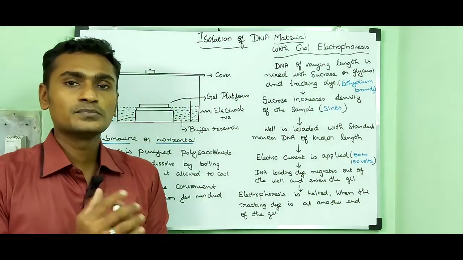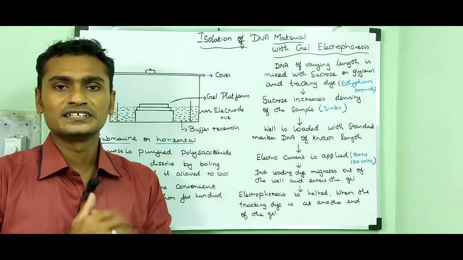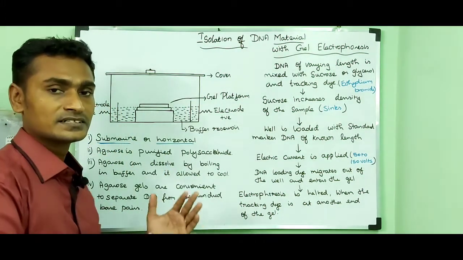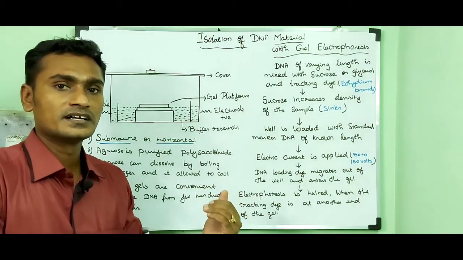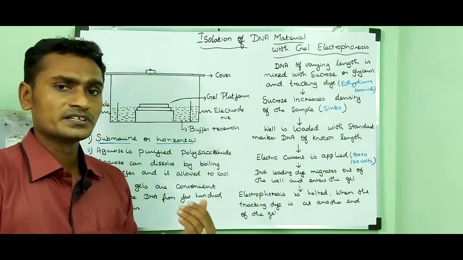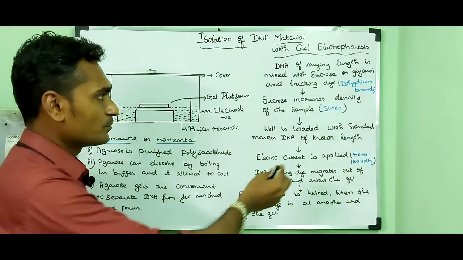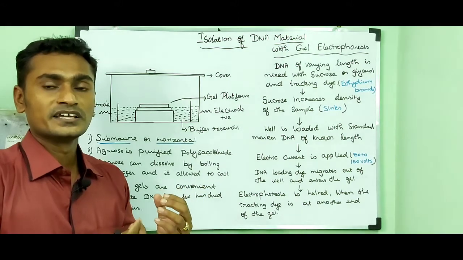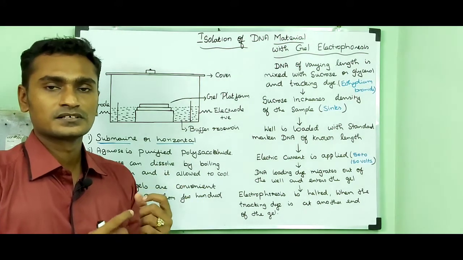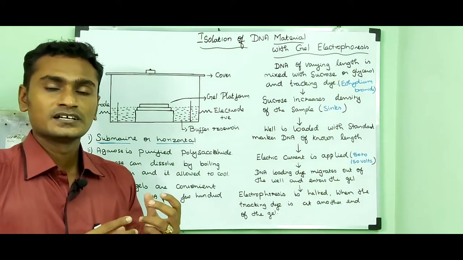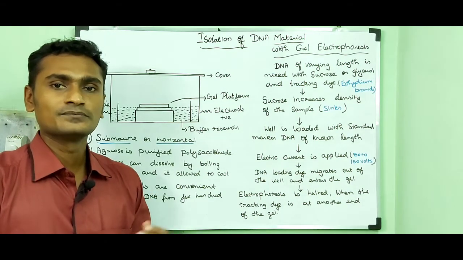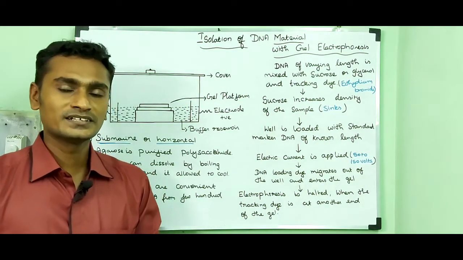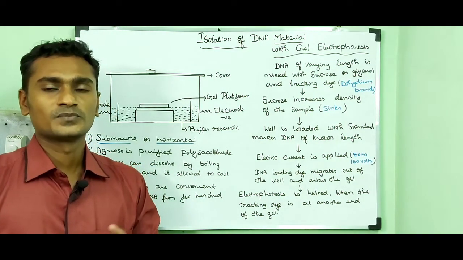Then we are able to get bands of DNA on the gel plate, and the gel plate is illuminated under UV rays. With the help of the ethidium bromide stain, the bands illuminate with orange fluorescence. Then we can take a photograph. So this is how we isolate a DNA molecule.